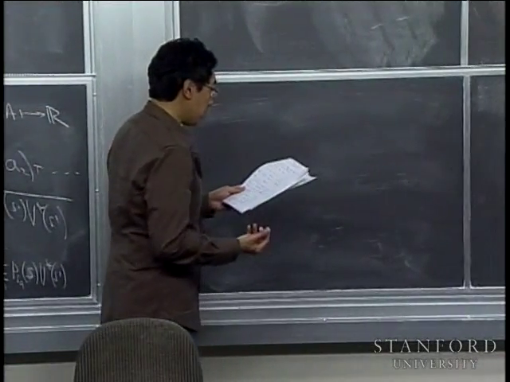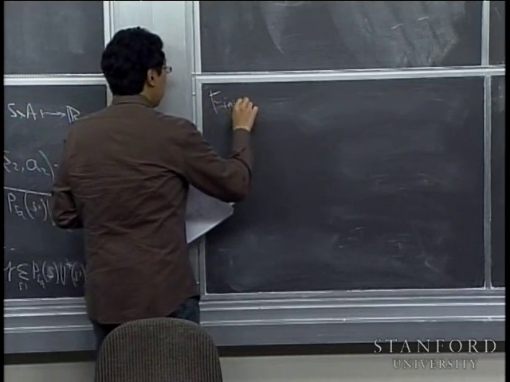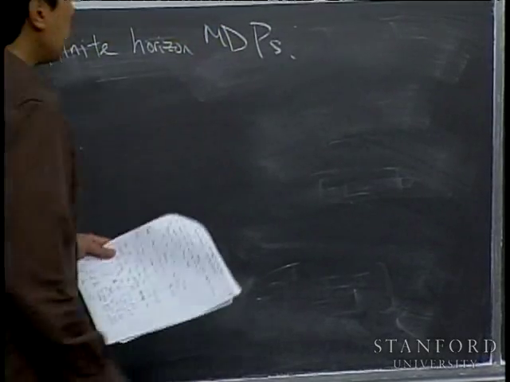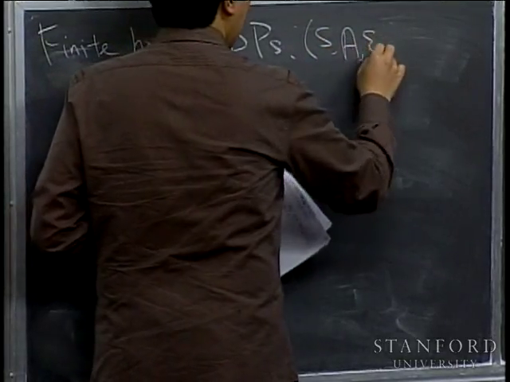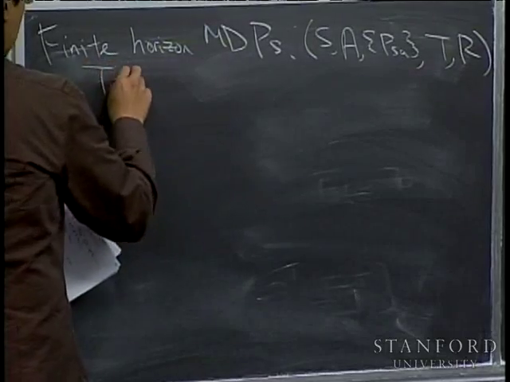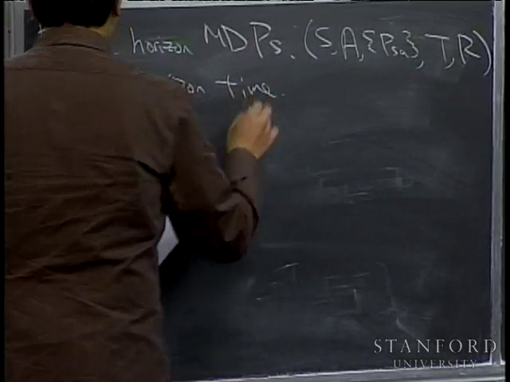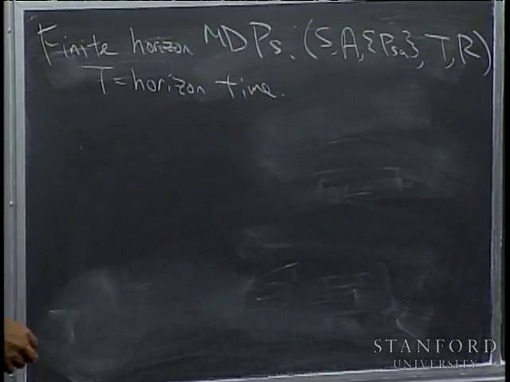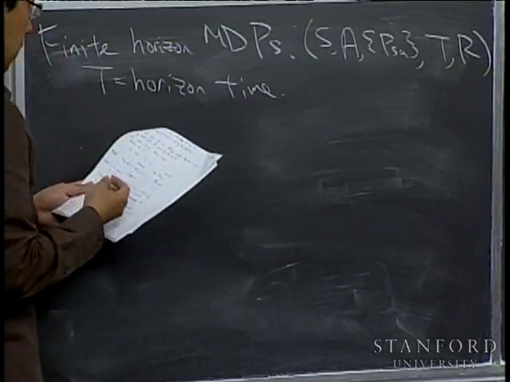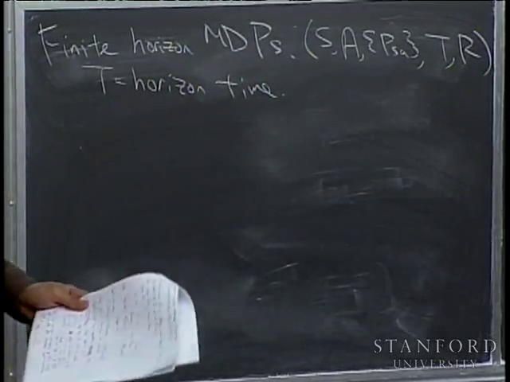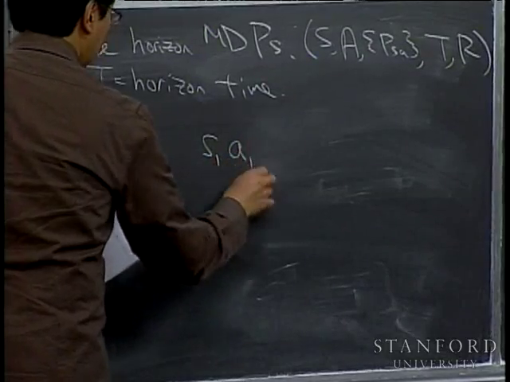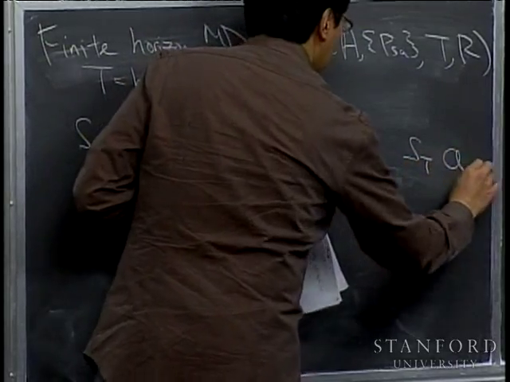The other alternative definition will be finite horizon MDPs. A finite horizon MDP comprises a 5-tuple: S, A, the state transition probabilities, the parameter T, and the reward function, where T is a parameter called the horizon time. Concretely, this means that we'll be taking actions in the MDP only for a total of capital T time steps. So we won't use discounting anymore. In some state S0, take action A0, get to some other state S1, take action A1, and so on, and eventually you get to some state ST after T time steps.